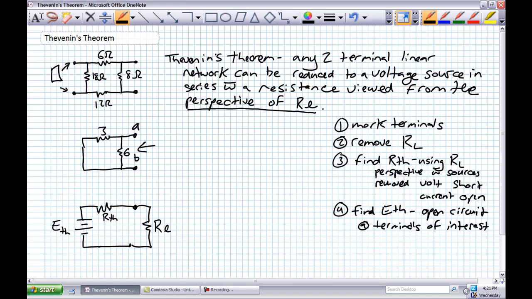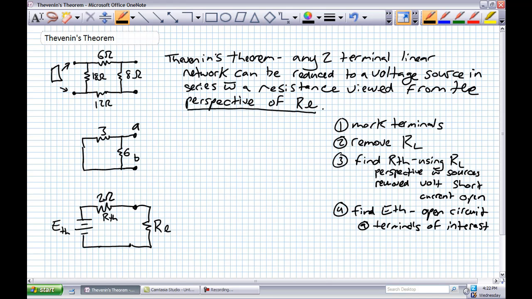What do we see from the perspective of RL? Very simply, it's a 3 in parallel with a 6. So RTH is equal to 3 in parallel with a 6, which should be equivalent to a 2 ohm resistor. We're already halfway done with the problem. 2 ohm resistor. Okay?